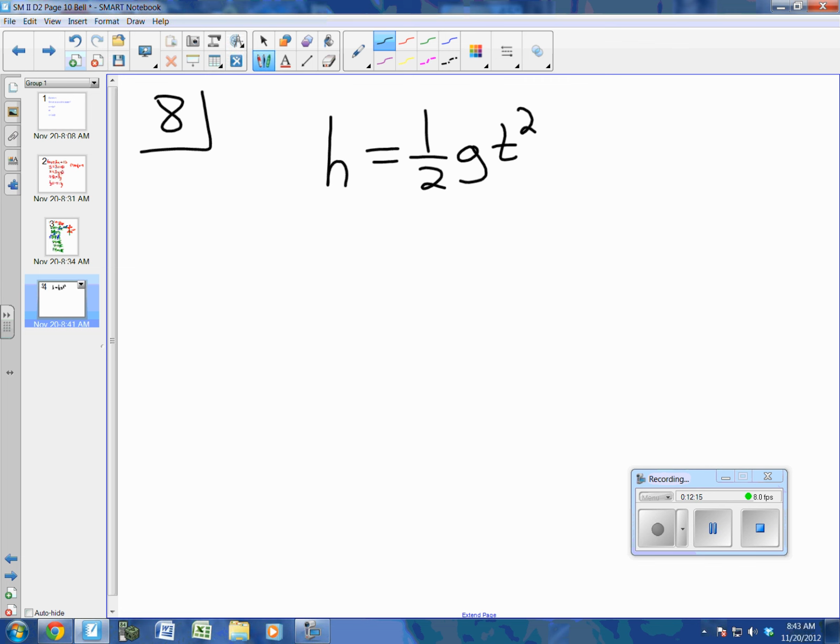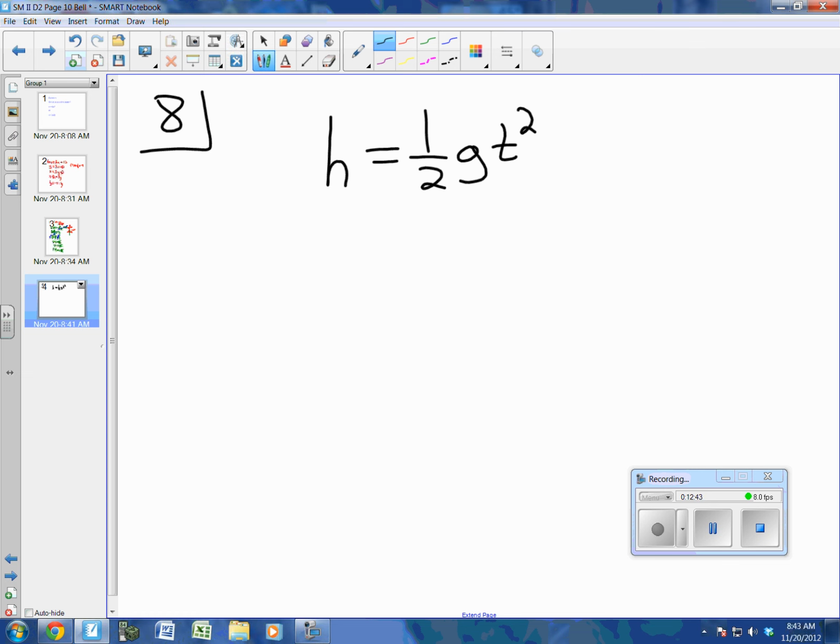Okay, so we know what gives time as a function of height. So this time, what they want us to do is find the inverse. They want us to solve for what? T. Except we're not going to switch the h and t this time. All we're going to do is solve for t. So how do I solve this equation for t? What am I going to do first?